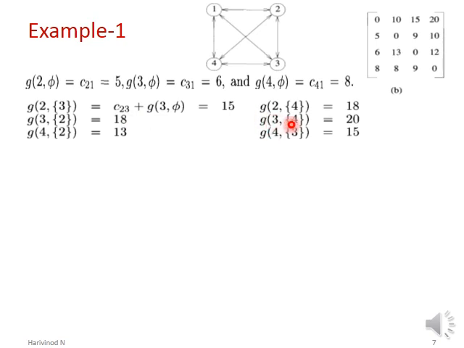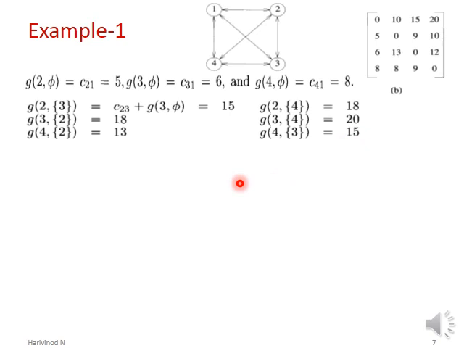G of 3, 4 is nothing but the direct edge 3 to 4, which is 12 plus g of 4, 5. That is nothing but 8. So 12 plus 8 is 20. Similarly, we can compute this one as well as this one.